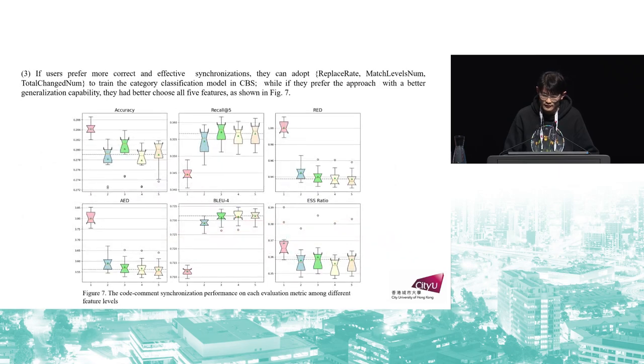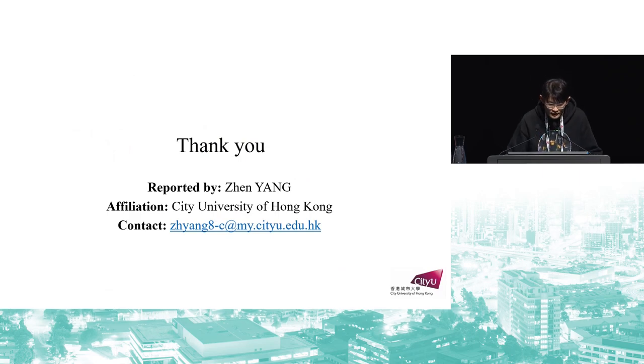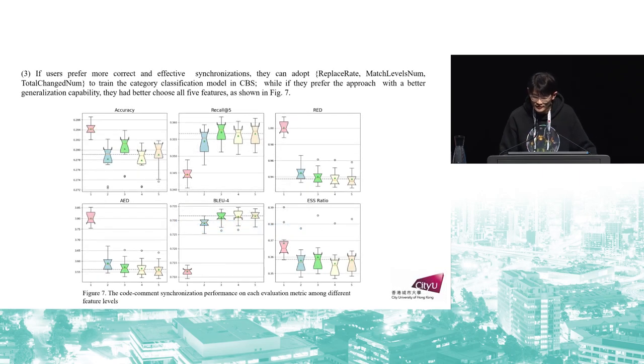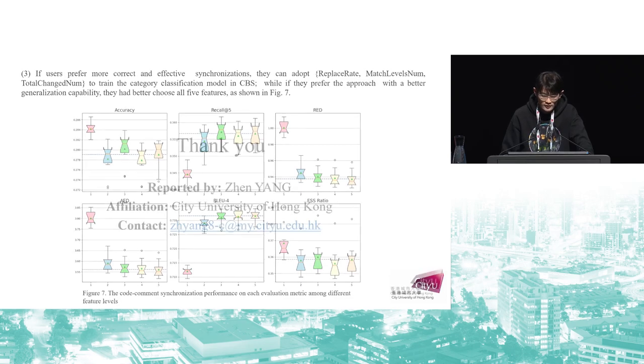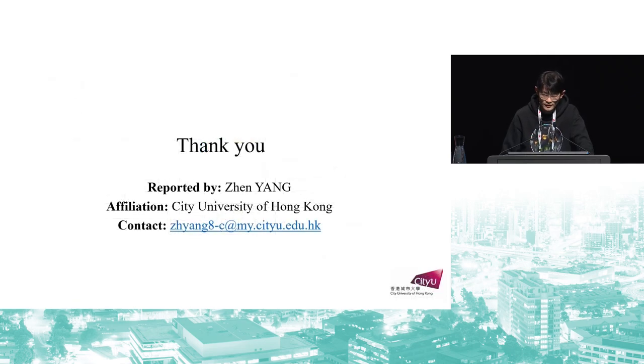From figure 7, we found that if users prefer more correct and effective synchronizations, they can adopt replace rate, match level norm, and total change norm, these 3 features, to train the category classification model in CBS. While if they prefer the approach with a better generalization capability, they had better choose all 5 features to train the classification model. That's all about our presentation. Thank you.